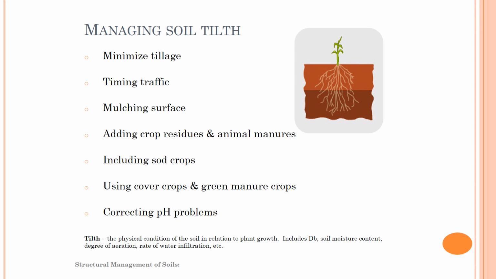So ultimately, to manage soil tilth, we need to minimize tillage, time our traffic so that we're not walking on soils when it's wet. We need to mulch the surface with lots of things that will provide organic matter. We need to add crop residues and animal manures to build back that organic matter. We could include rotations of sod crops, some kind of grass to add fibrous roots through the soil. We can use cover crops and green manure crops. We can correct pH problems. All of these things are good for the soil.